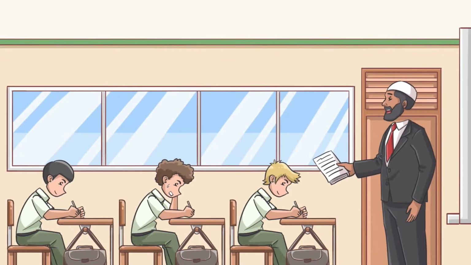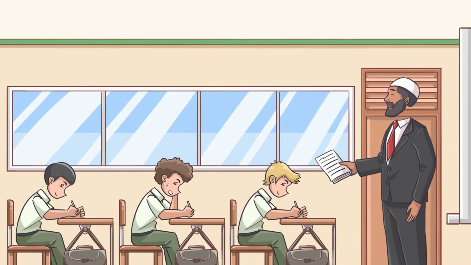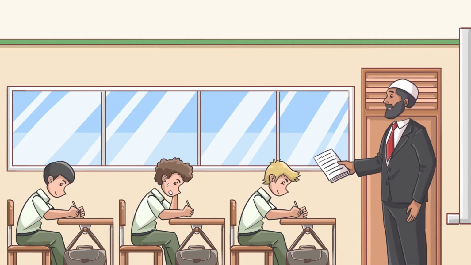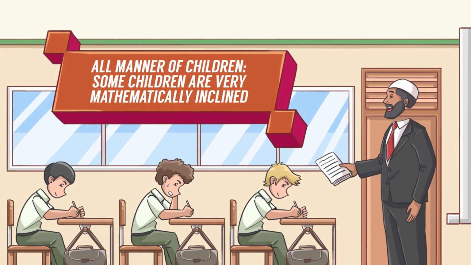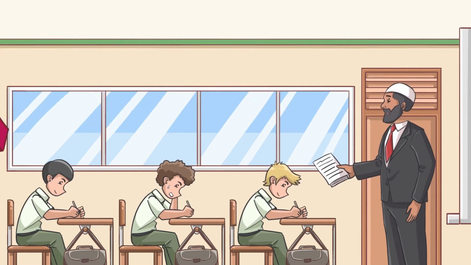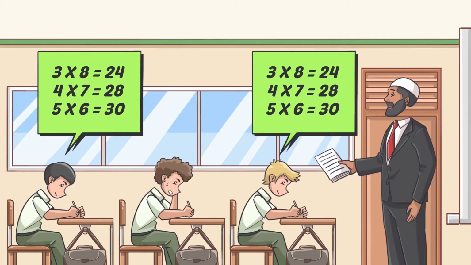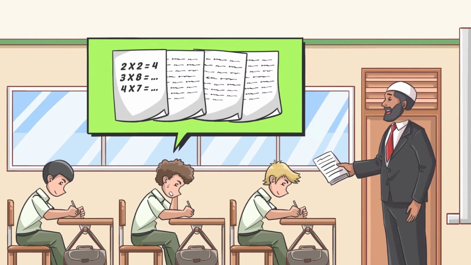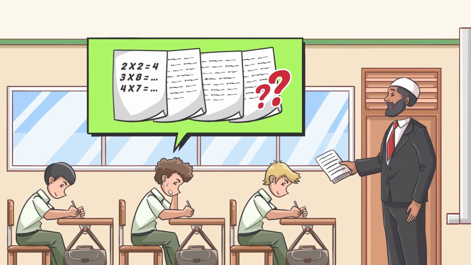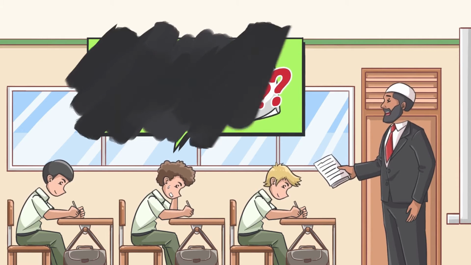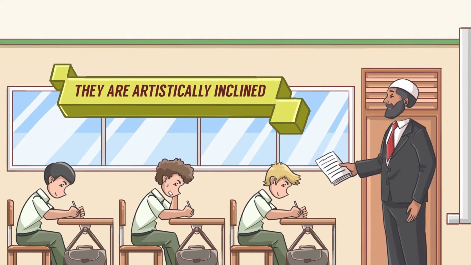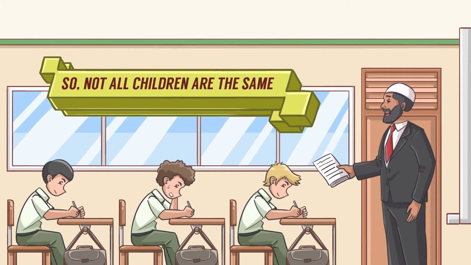Let's take the example of a classroom. There are all kinds of kids in a classroom. I used to teach third grade math a long time ago. All manner of children, and some children are very mathematically inclined. They can do the entire multiplication problem in their head. They don't even touch the paper. Other kids are solving 3 times 8 on 4 pages of paper and they still can't solve it, because to them, it's harder than nuclear physics. It's difficult for them. They're artistically inclined. So not all children are the same.